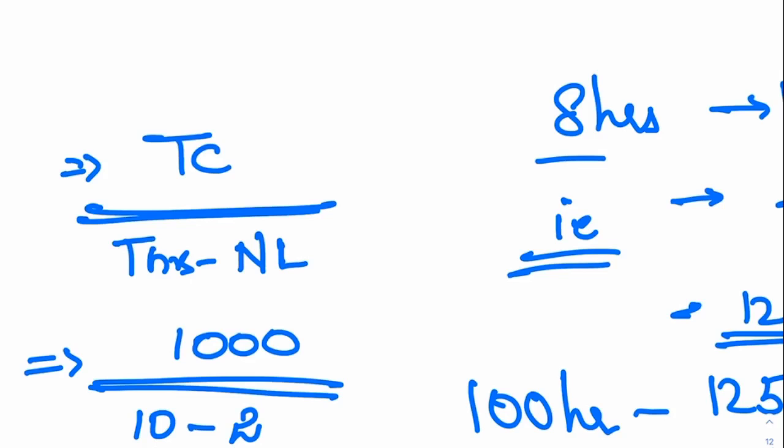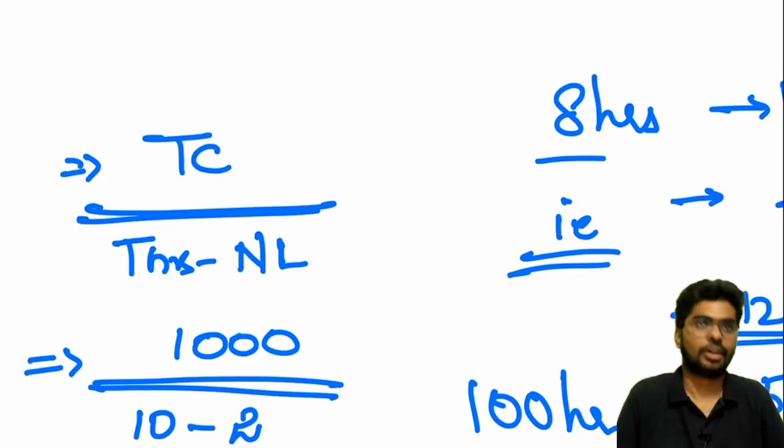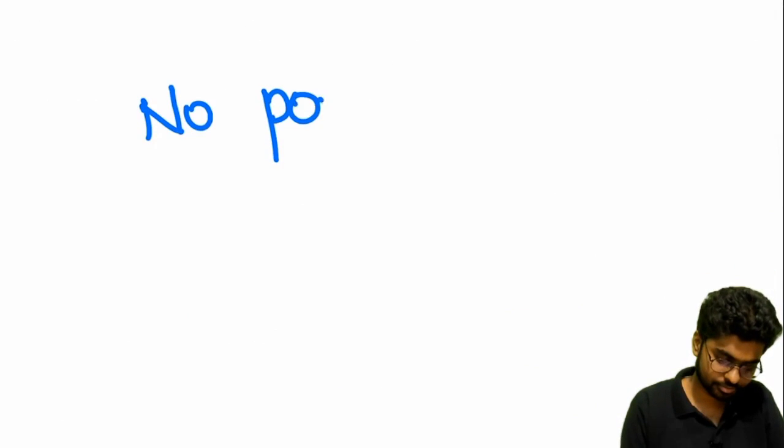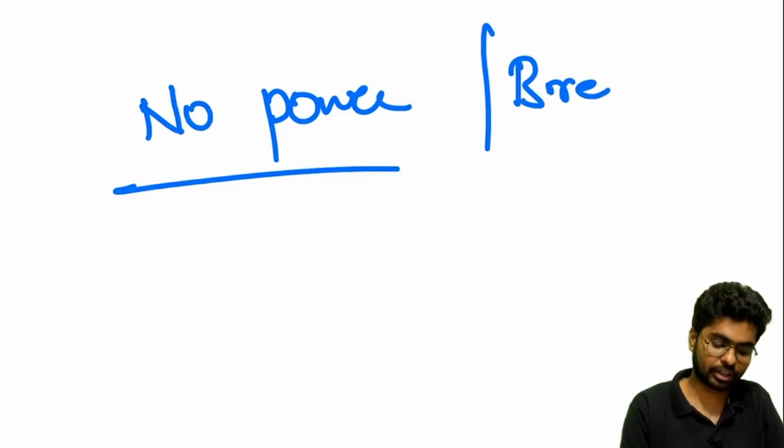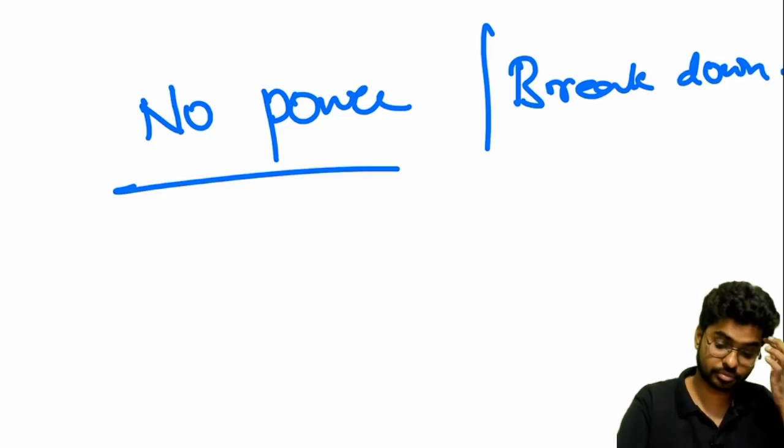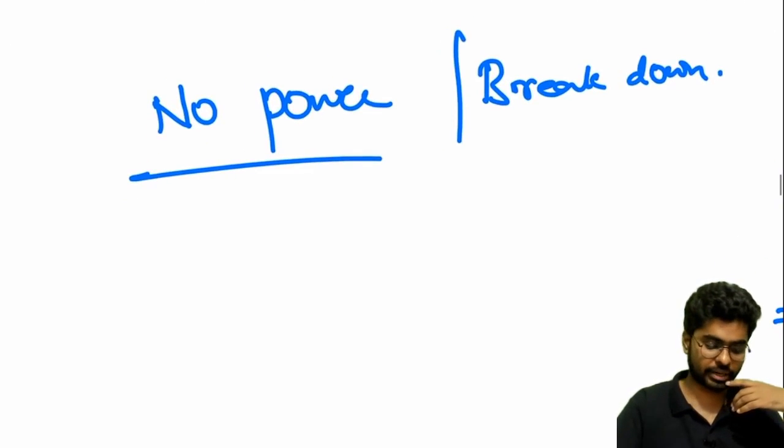Now the next topic is abnormal idle time. What is abnormal idle time? Something which does not occur in the normal course of business. Now what are the things that do not occur in the normal course of business? See, the employee came to the office, he has come in, but there is no power or machine breakdown.